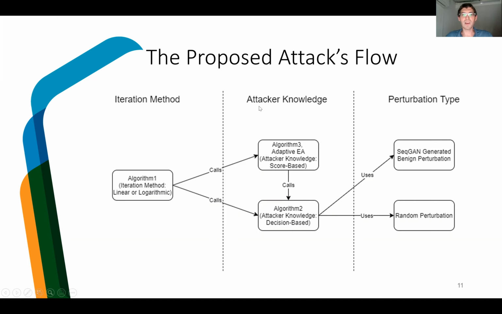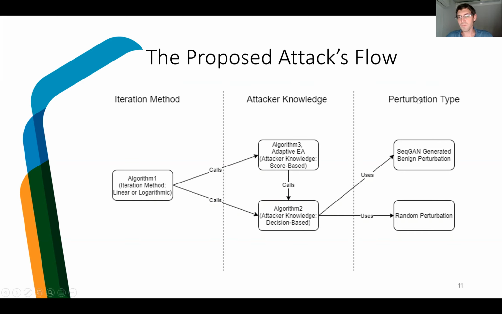Secondly, the attack varies by the attacker's knowledge. The attacker can either have, as mentioned before, score-based knowledge, knowing the confidence score of the malware classifier, and in this case they can use better optimization algorithms, such as an adaptive evolutionary algorithm. Or they can only know the decision, meaning only the label of the malware classifier, and in this case they don't have access to those optimization algorithms, which require more knowledge.